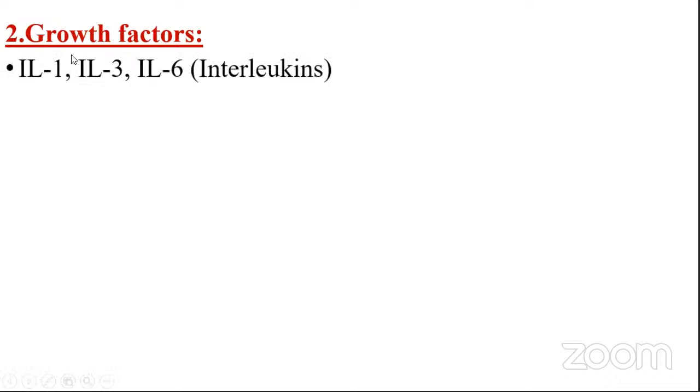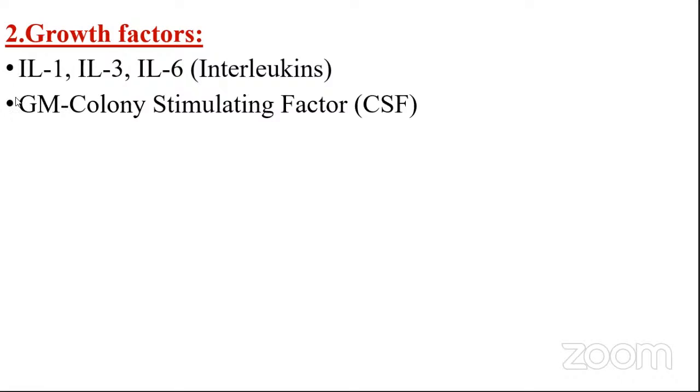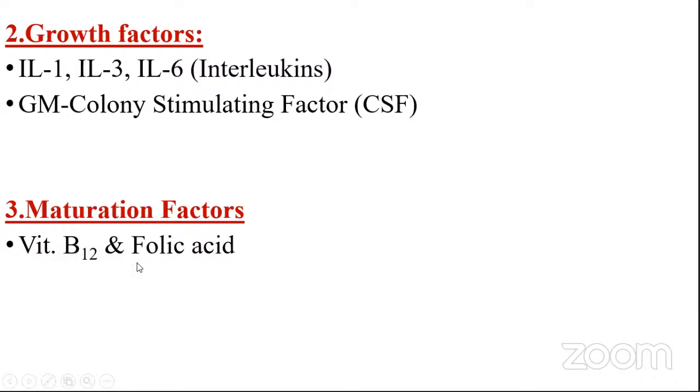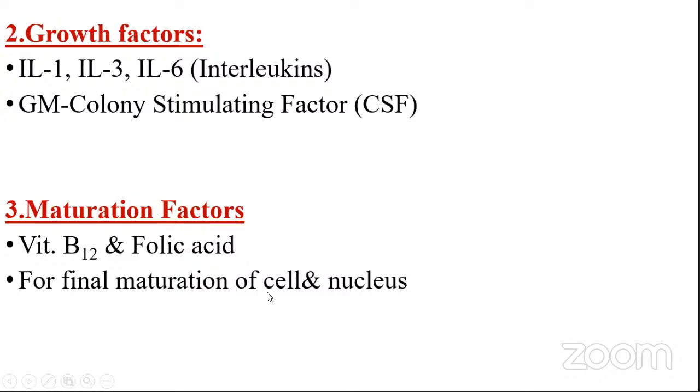The next regulating factors are the growth factors: interleukin 1, 3, and interleukin 6. These are the main factors responsible for erythropoiesis in the early stages of the precursors. Granulocyte-monocyte colony stimulating factors, CSF, are also very important for the regulation. Next we come to the maturation factors. As you know, vitamin B12 and folic acid are required for the final maturation of the cells, especially the RBCs.